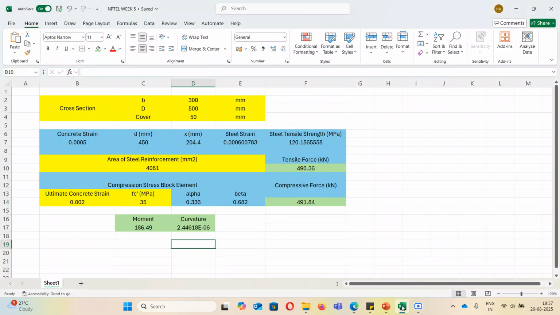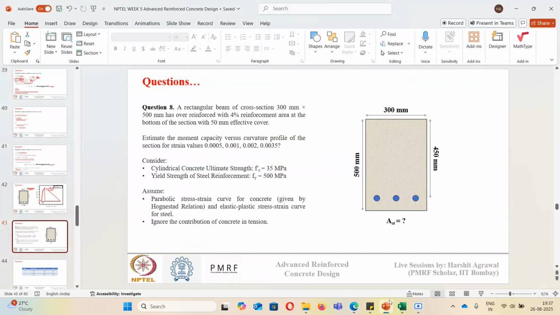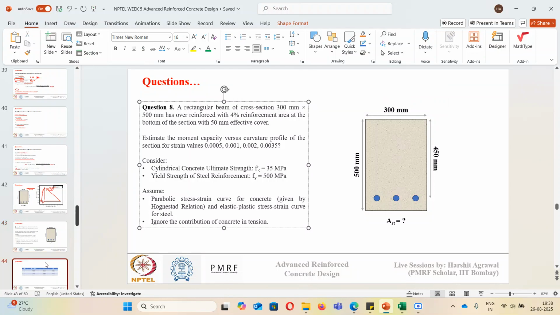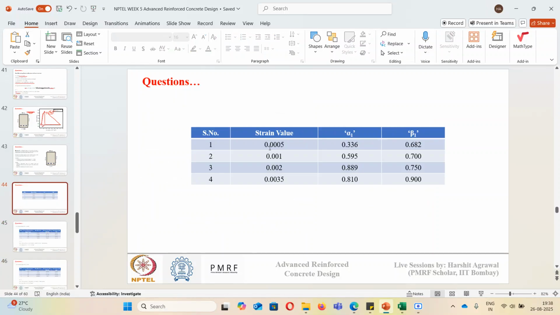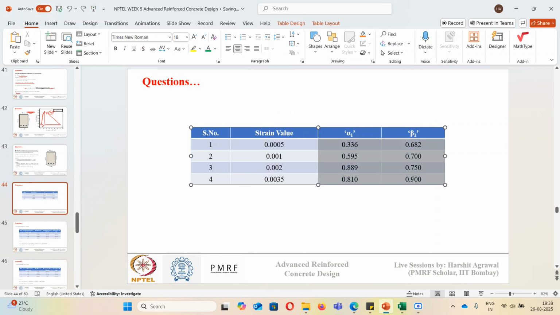Yes, sir. We understood. Okay, so let's see how we can use this. Suppose I am now taking an over reinforced concrete. Instead of balanced reinforcement, I have taken an over reinforced section. So I know the reinforcement area is 4%. For different strain values, alpha 1 and beta 1, we can fix. We can calculate them also, or we know these values will be fixed.